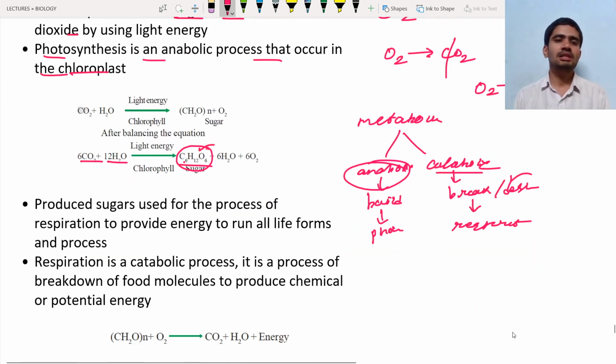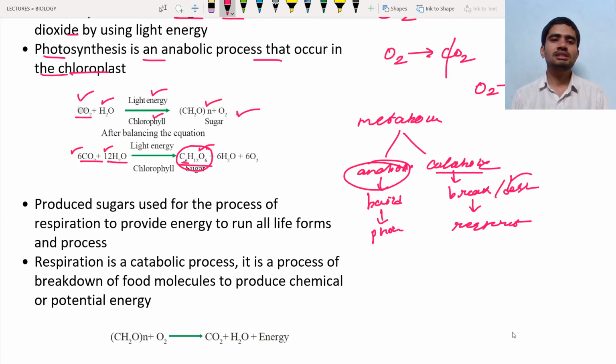In this reaction, you can see, this is just a skeleton reaction. Carbon dioxide and water molecules are utilized along with light energy and chlorophyll for the production of sugars. The chemical composition of the sugar is C6H12O6, so you have to balance the equation. Here there is only one carbon dioxide molecule, so we have to increase it to 6 molecules of carbon dioxide, and 12 molecules of water are combined to generate C6H12O6. Okay, this is a sugar.